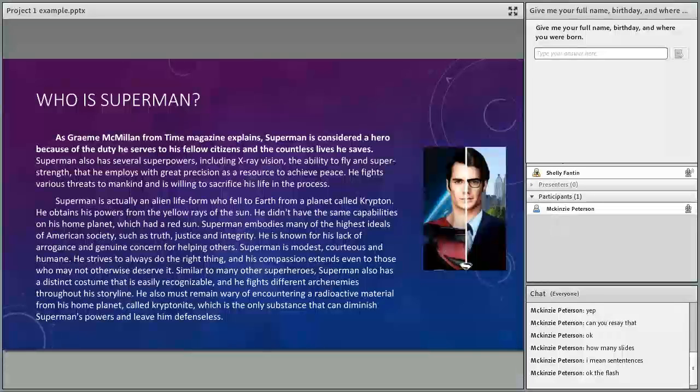The Flash. Okay, sounds good. So you're going to do another superhero like me. That's awesome. And if you change your mind, that's okay. So what you're going to do on this slide is just explain who the Flash is.